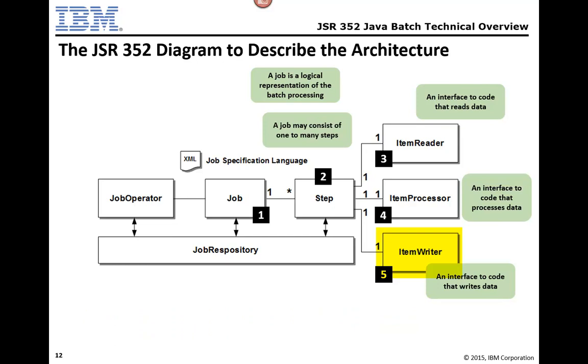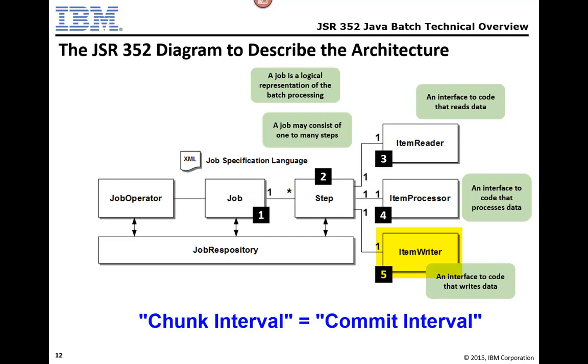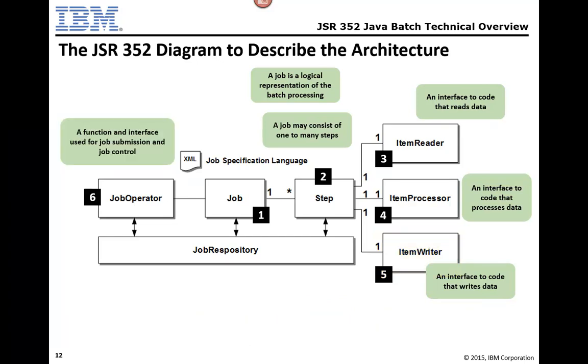Here's where things get interesting. The item writer may not be called for each record. The JSR352 runtime container calls the item writer when a chunk interval has been reached. A chunk is a set of data records, for example, every 100 records. Think of a chunk interval as a commit interval.